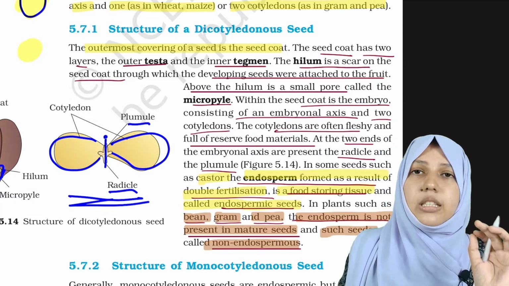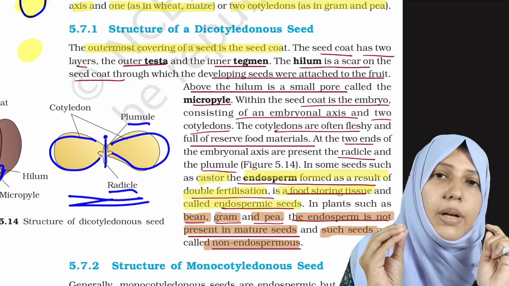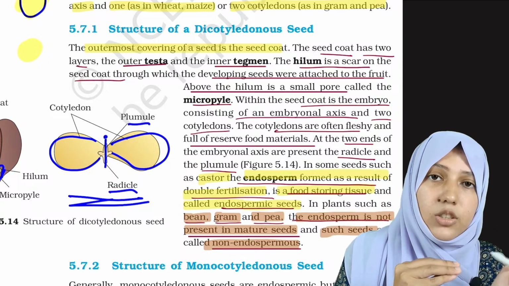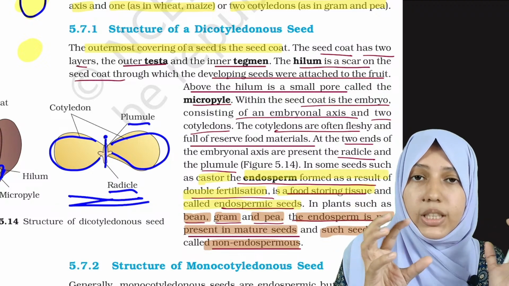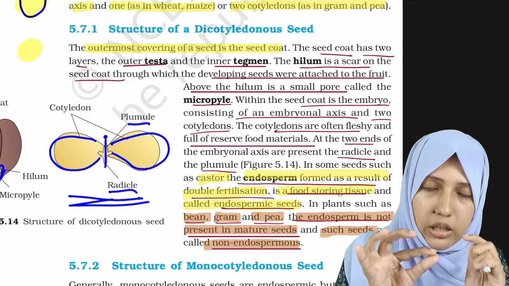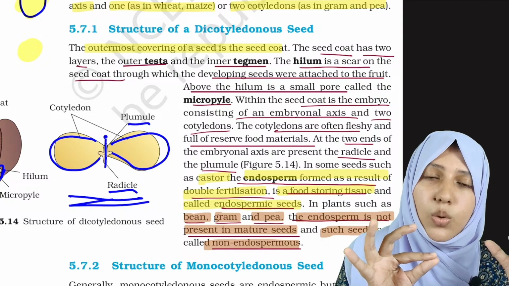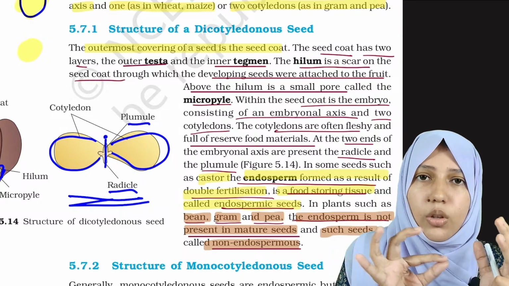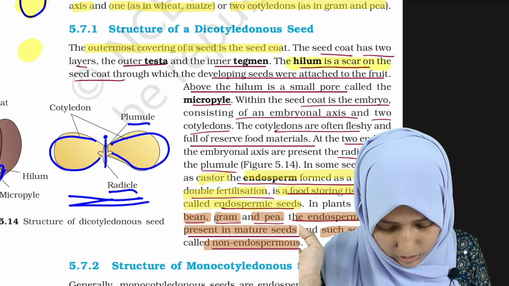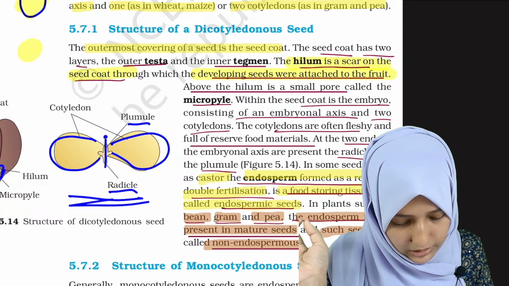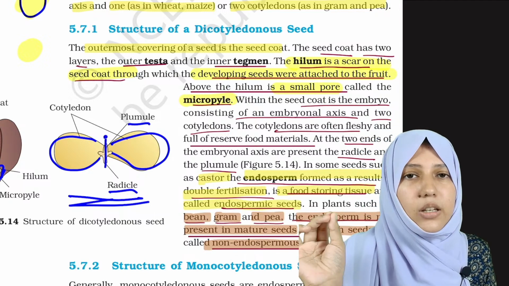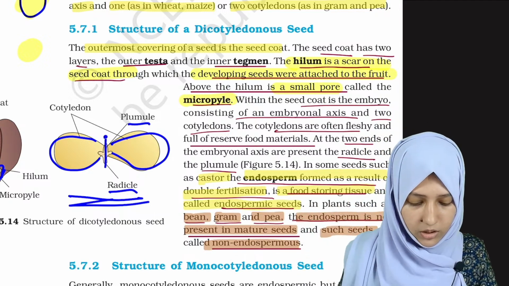And there is the hilum, and the hilum is a scar. What is hilum? Hilum is a scar on the seed coat, the place where the seed was attached to the fruit. The seed is inside the fruit, right? So the point of attachment of seed to the fruit is known as hilum. Basically, hilum is a scar on the seed coat through which the developing seed was attached to the fruit, and above the hilum there is a small pore which is known as micropyle. Clear?